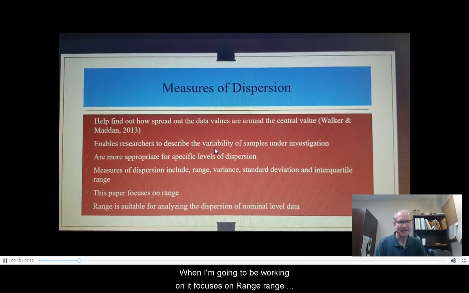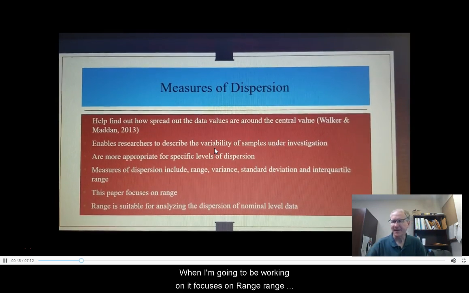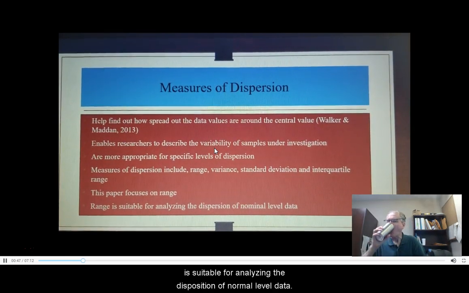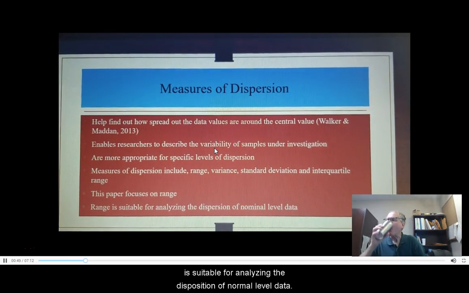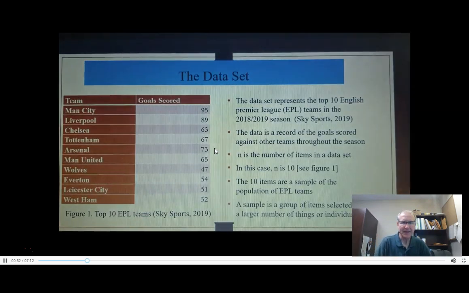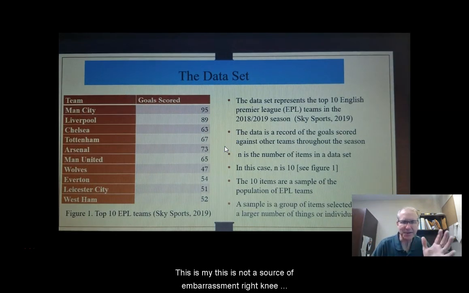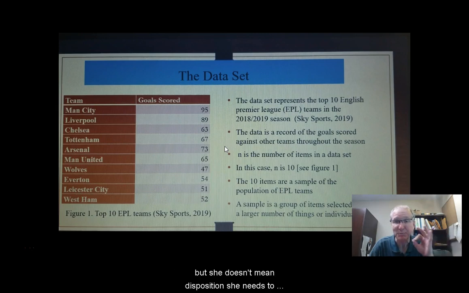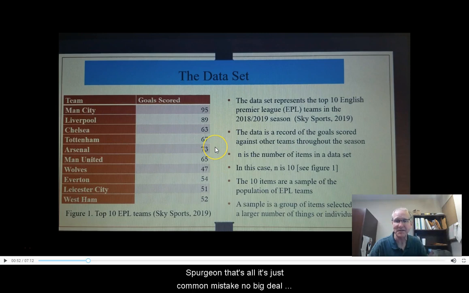What I'm going to be working on focuses on range. Range is suitable for analyzing the dispersion of nominal level data. This is not a source of embarrassment or anything, but she says dispersion when she means disposition. That's all. It's a common mistake. No big deal.